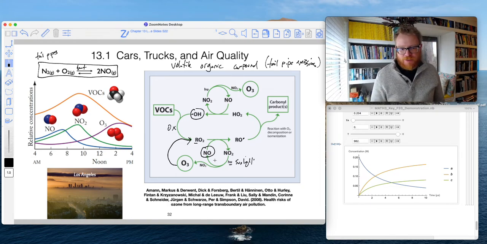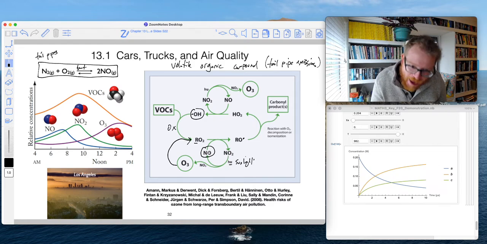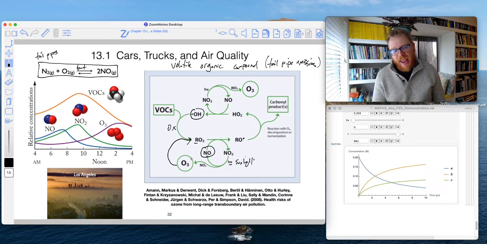Importantly, what you should notice here is the NO gets recycled to NO2, but then the sunlight recycles it back to NO and ozone. And so that means these cycles will just keep going round and round and round. So to finish it off now, this RO will react with oxygen in the atmosphere, so O2. That makes carbonyl products. Don't worry so much about what that is. It's more oxidized organic materials.